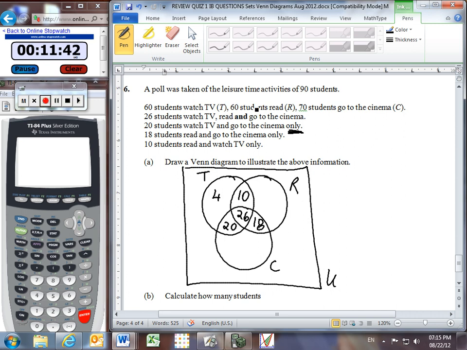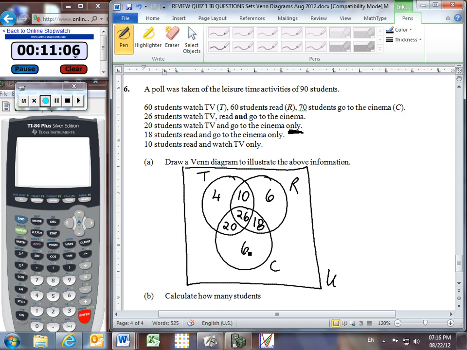There are 60 students who read. I've used so far in the reading circle these 18 plus these 26, that's 44 so far, plus these 10, 54. But I'm supposed to have 60 students in there. That must mean that the difference, the remaining 6, only read. And lastly, I have 70 students who go to the cinema. I've already used 20 plus 26 plus 18 of them. That's a total of 64. In order to get up to the full 70 students, there must be 6 who only go to the cinema.